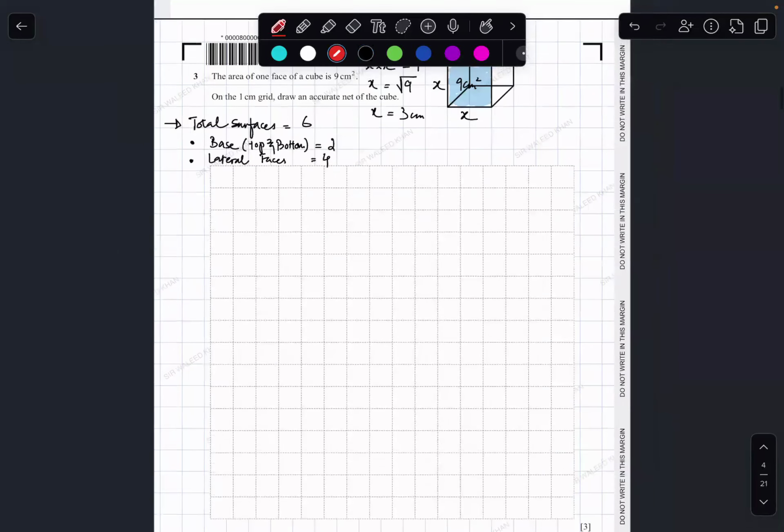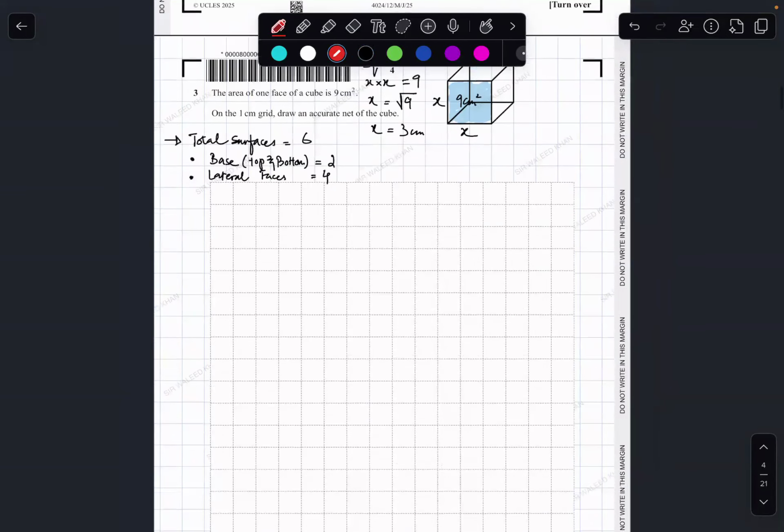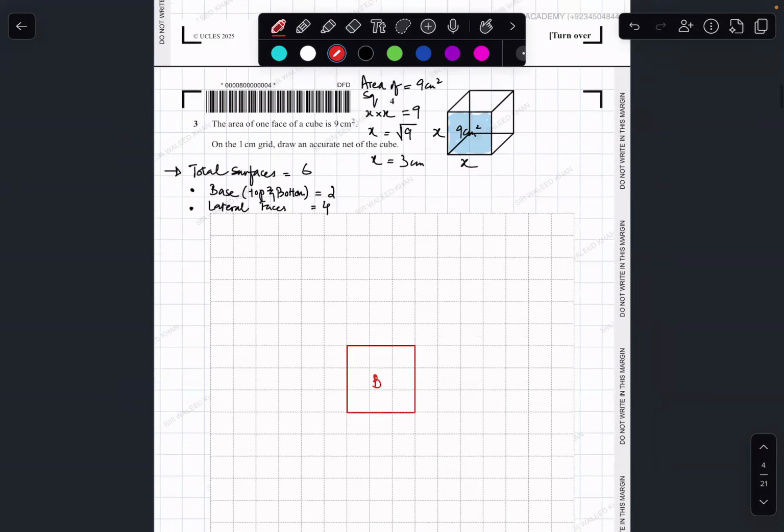Now, if we start with the base, it should be 3 by 3, right? So like this. Start somewhere in the center so that you have ample space on the sides. This is the base, right? Then, for example, this is the base. Then these lateral faces will drop to the sides. They all drop on the sides. So that means we have the same squares on the sides as well. 1, 2. How many of them? 4. We got 4 lateral faces.